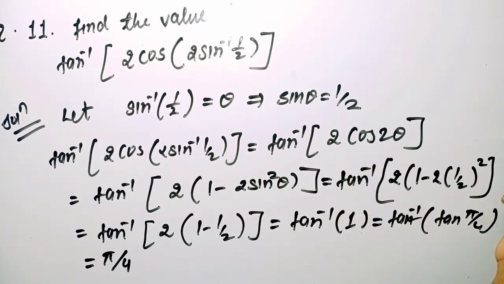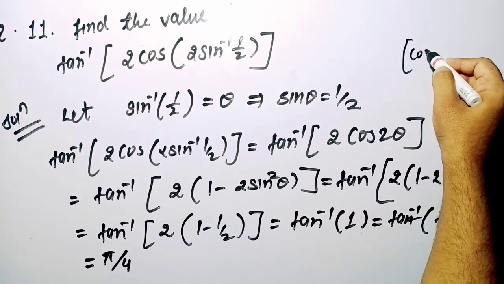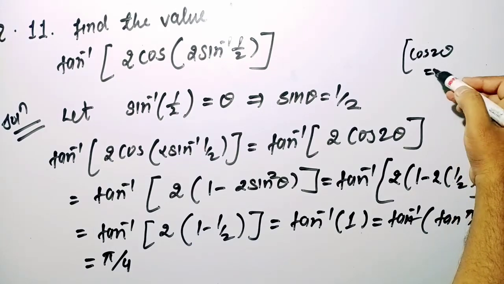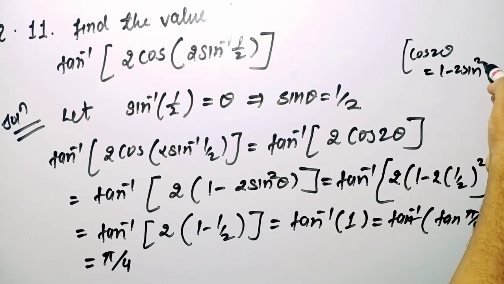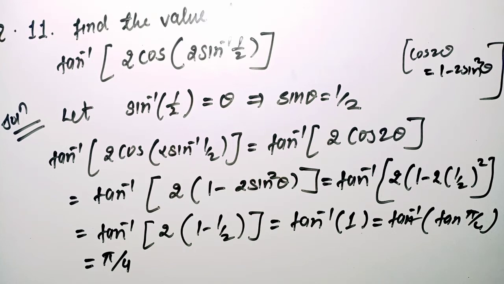Okay students, so we can write the formula of cos 2 theta. Cos 2 theta is 1 minus 2 sin square theta. Earlier I told you the formula of cos 2 theta: 1 minus 2 sin square theta. Okay students, now moving to the next question.